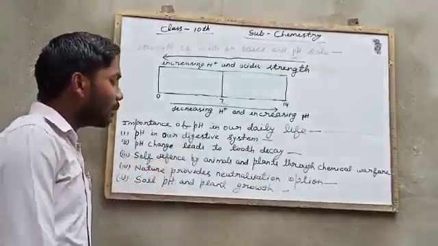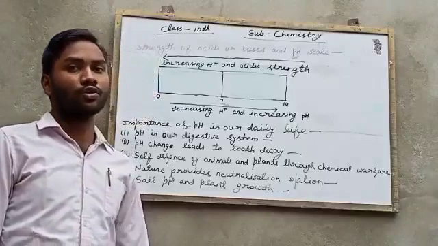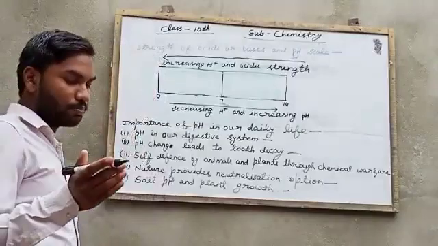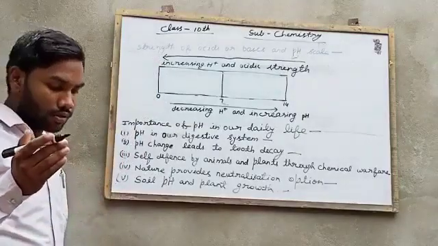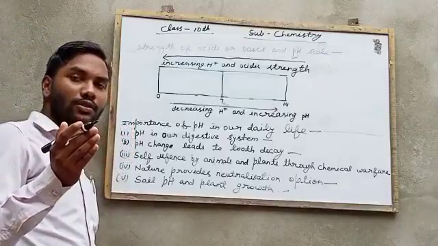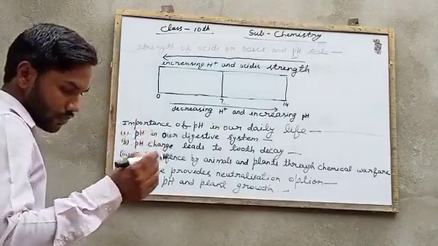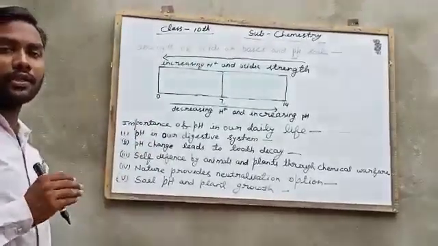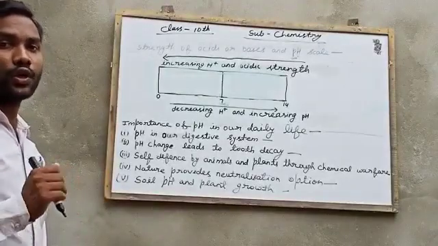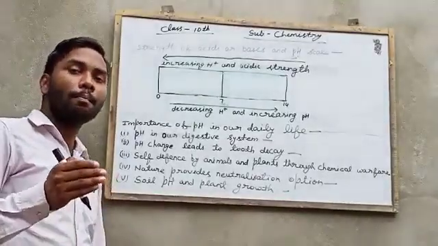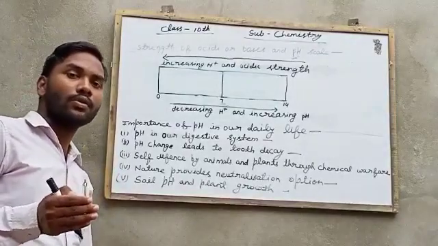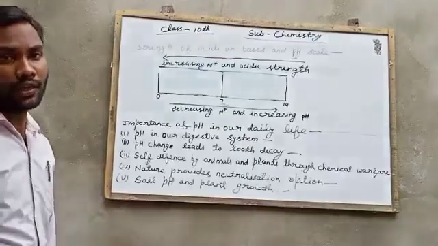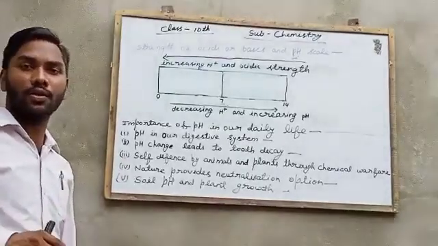Third one is self-defense by animals and plants through chemical warfare. We have already learned that bees and ants contain formic acid. When they bite us, it causes irritation. To cure this, we rub baking soda. Baking soda is basic in nature and it neutralizes the formic acid and gives us relief from irritation.